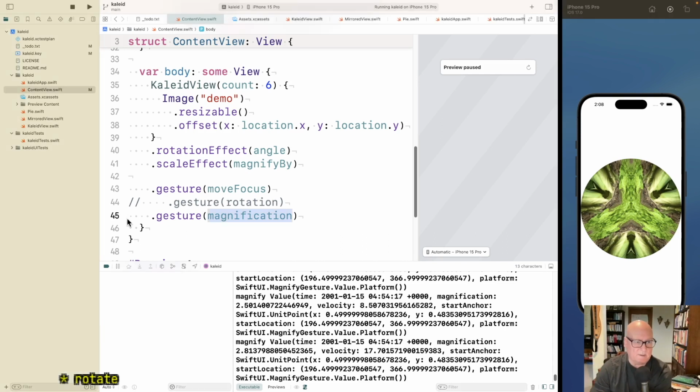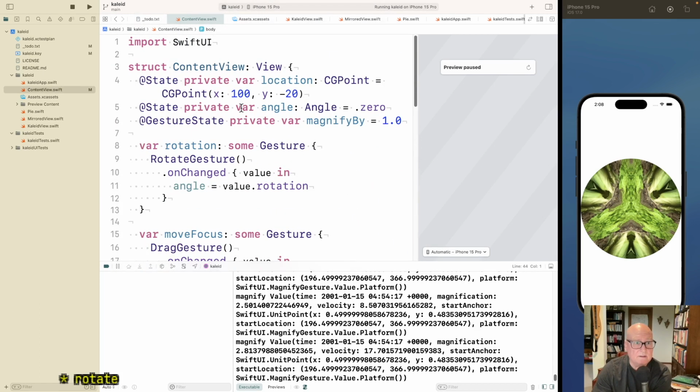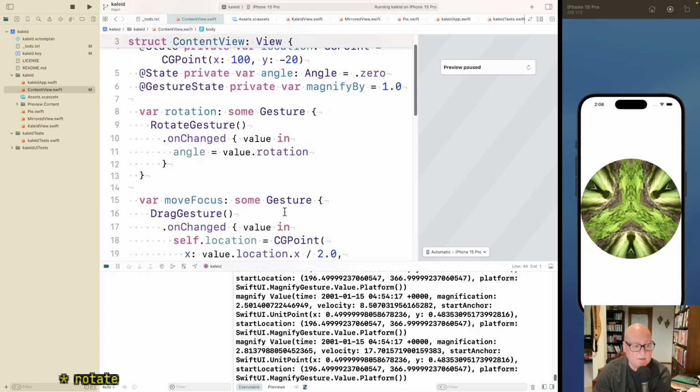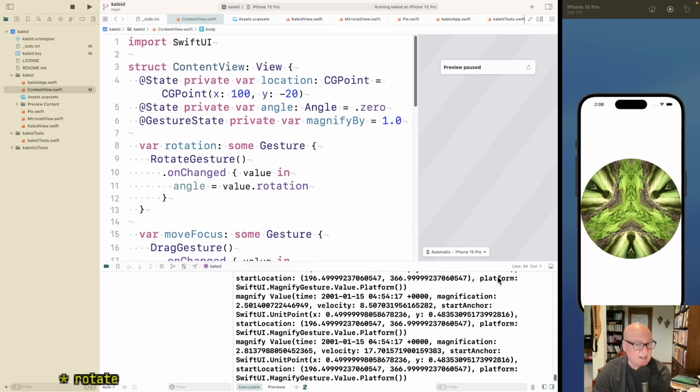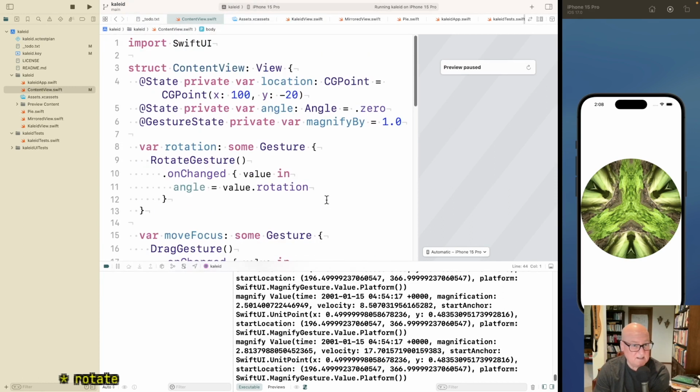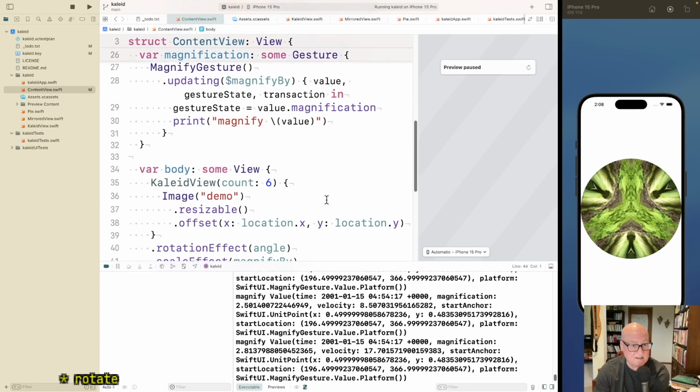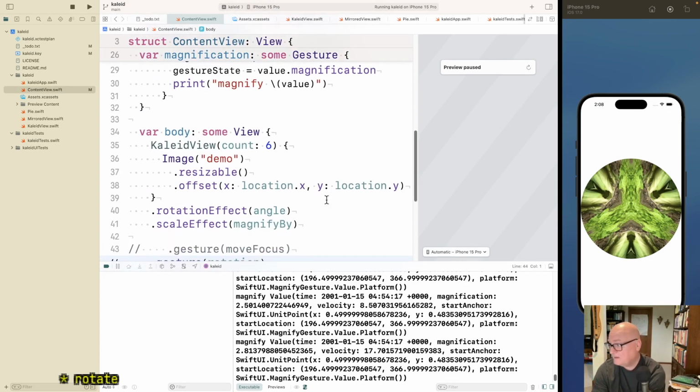Yeah. Okay. Let's take out magnification. Let's try something on that line. And I'm going to take out move focus. All right. So the rotation's the one I want to get, and I get an angle, and like, what if I take the sine of the angle and the cosine of the angle? Is that, gets me something?